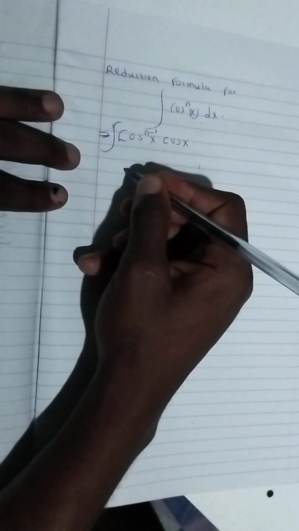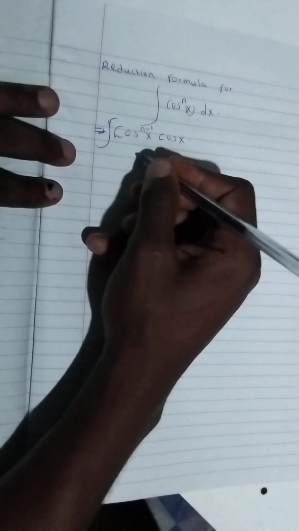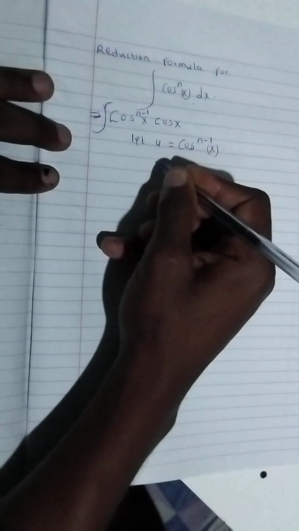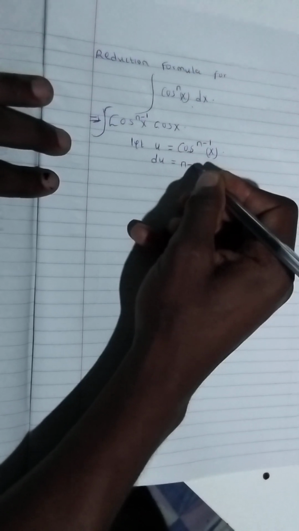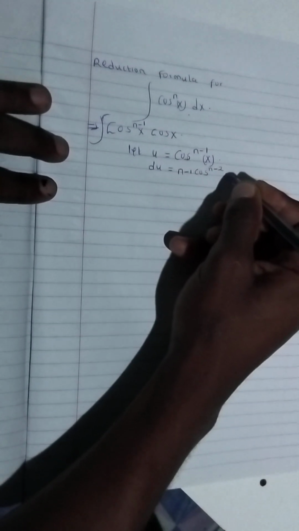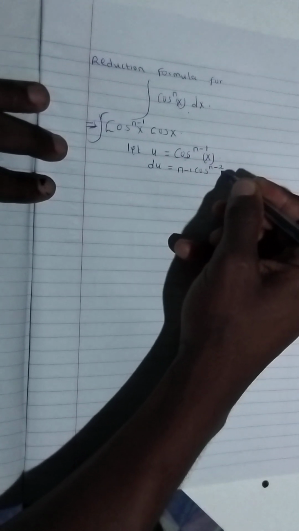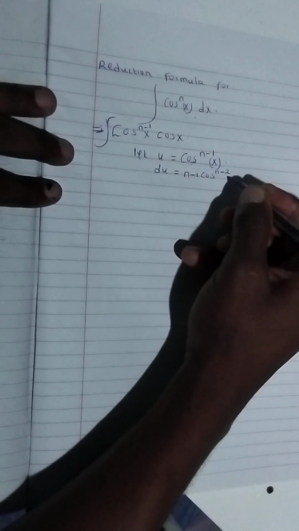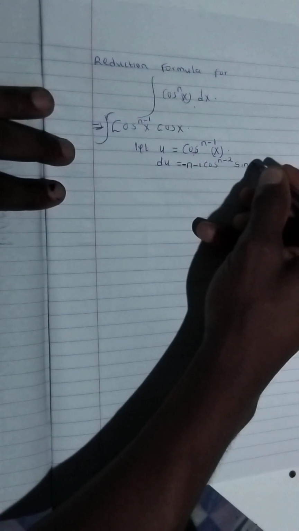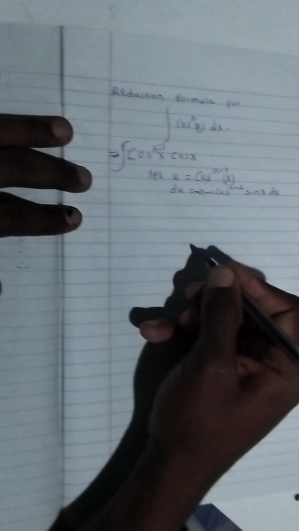From here, we can apply integration by parts by assigning u. Let u be equivalent to cos^(n-1) x. Then du will be, using the power rule, (n-1) cos^(n-2) x. The derivative of cosine is negative sine, but that negative will occupy this space here, so that we remain with sin x dx.